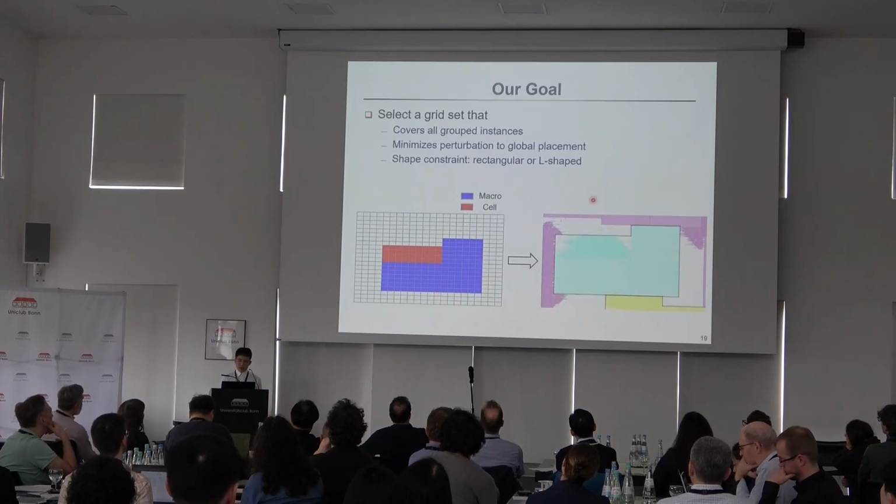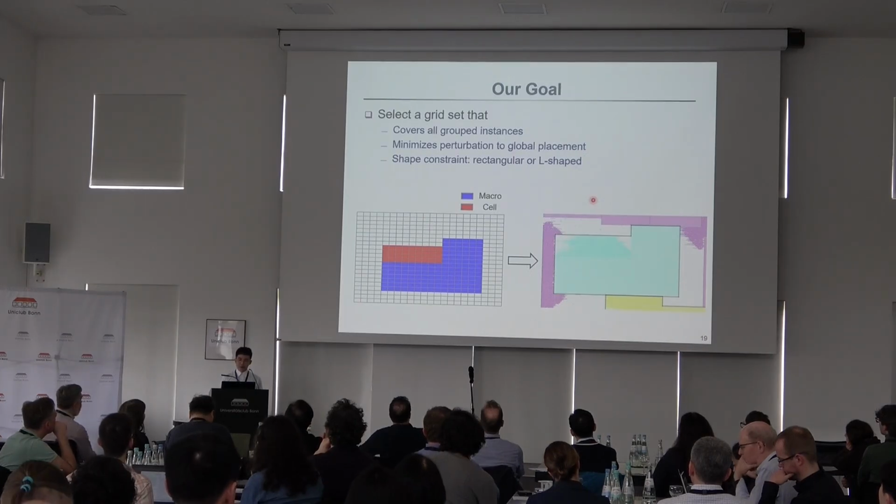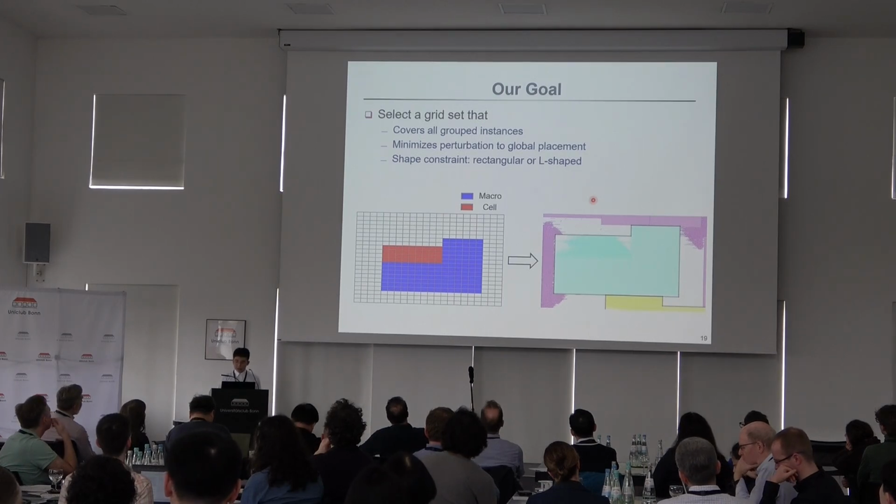Our goal is to select a set of grids and then convert them to a region that covers all group instances while minimizing perturbation to the global placement. The region shape is constrained to be rectangular or L-shaped.